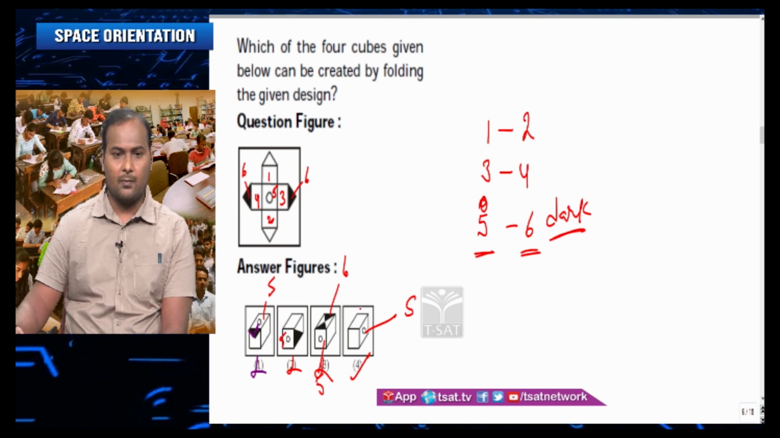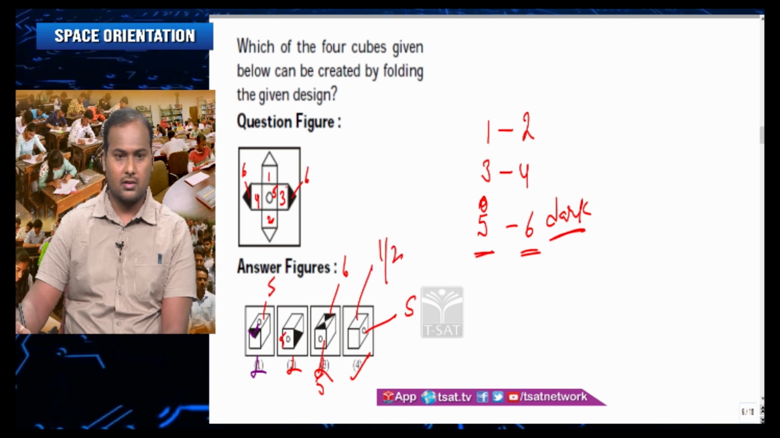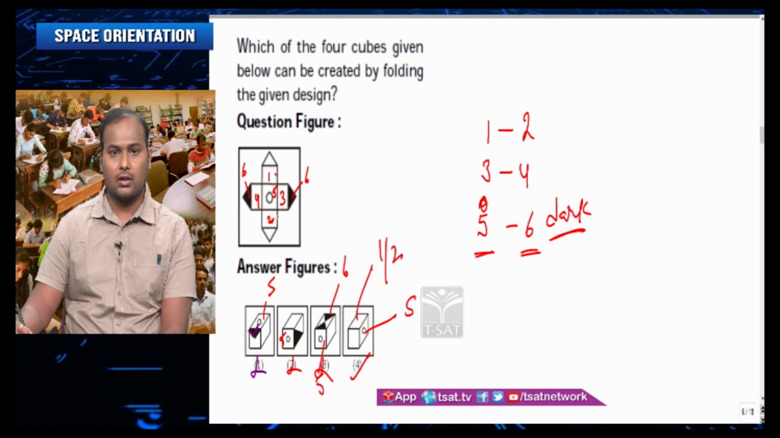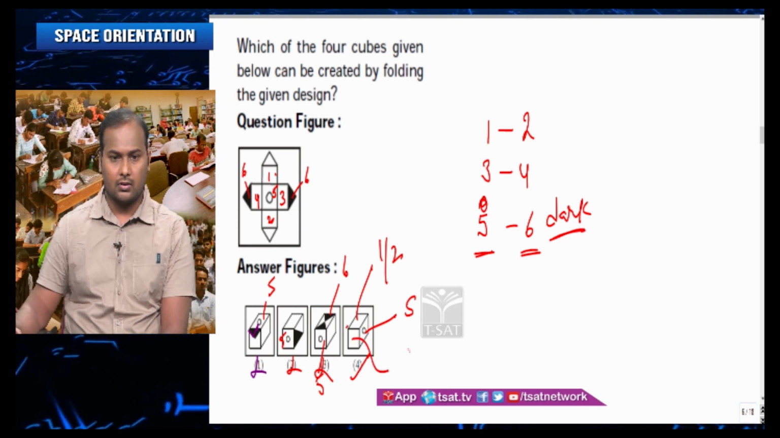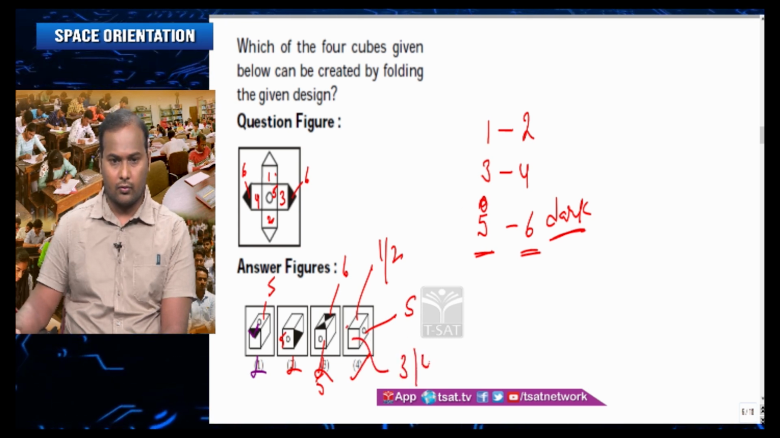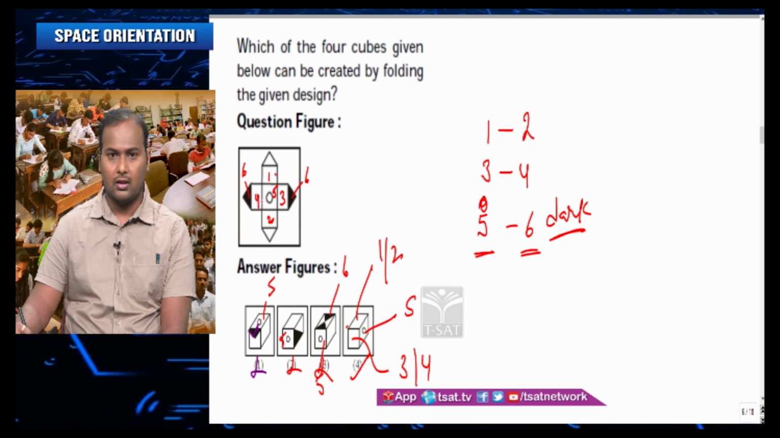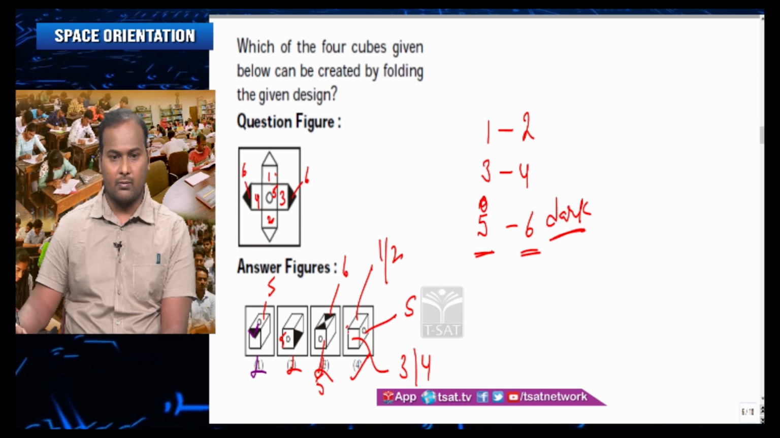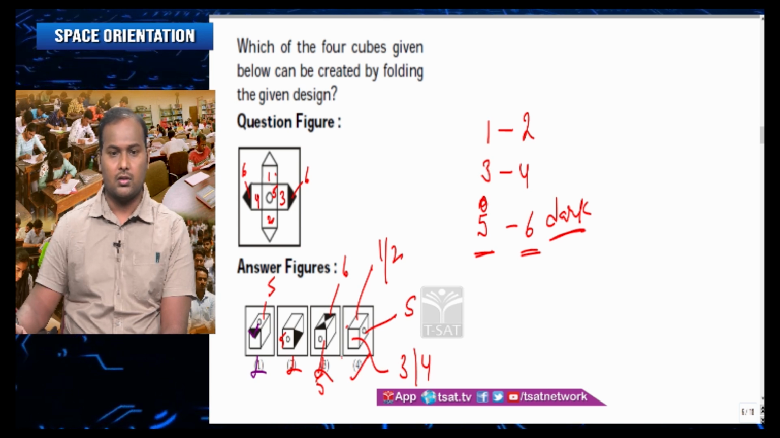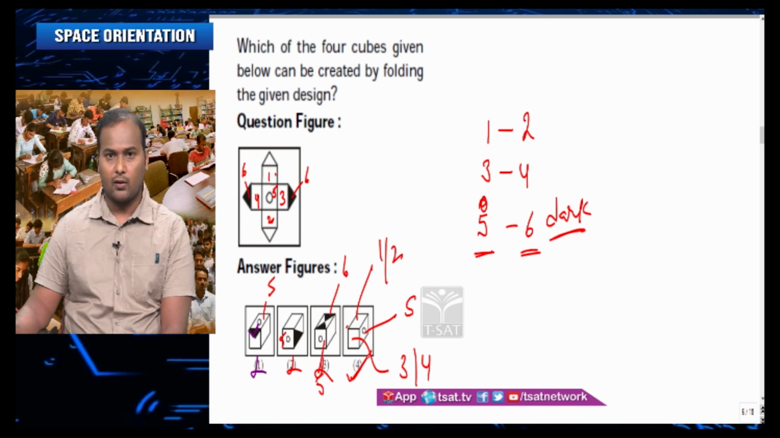And what about the top? This top may be either 1 or 2, because here 1 and 2 both are light color. Now the other one is either 3 or 4, because here also 3 and 4 both are light in color. So this side becomes either 3 or 4. This satisfies all the conditions. So your answer is option 4.